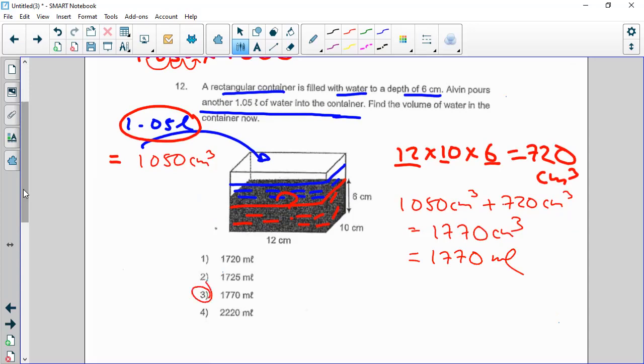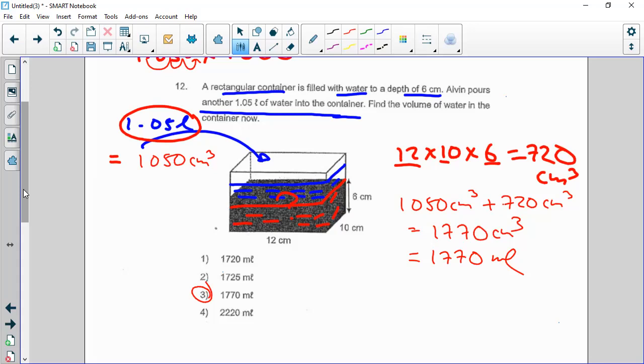Yep, Caleb, you raise your hand. It's okay if I also change the 720 to 0.72, right? Also can, but avoid decimal. In paper 1, don't have decimal. Try to avoid decimal because decimal makes everything a bit harder. Right, so change into whole numbers.